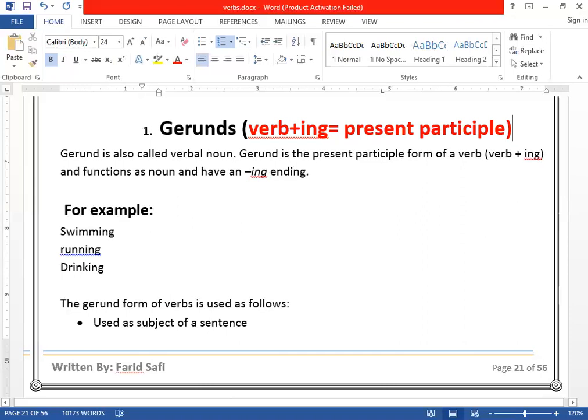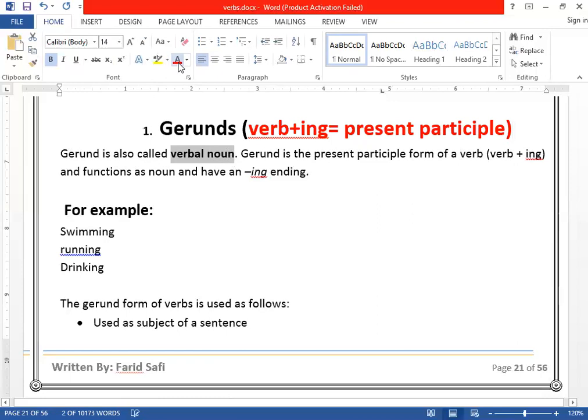When the present participle form of a verb is used in a sentence, if it functions as a noun, if it is used in place of a noun, then we call that what? We call it gerund. The gerund will function as a noun. Like here I have written, gerund is also called verbal noun. What we call it? Verbal noun.